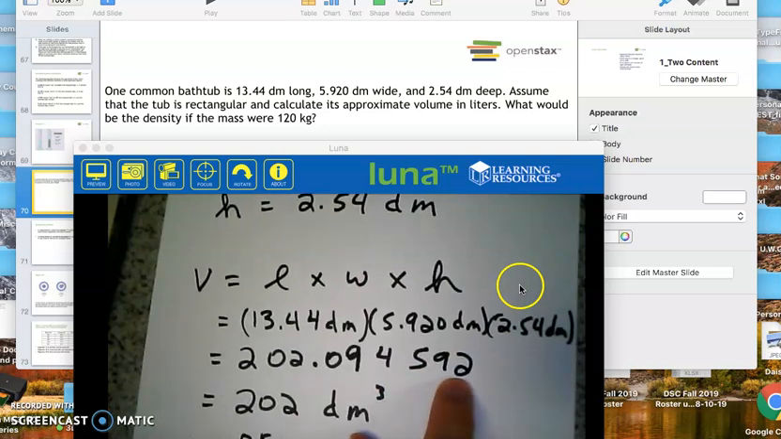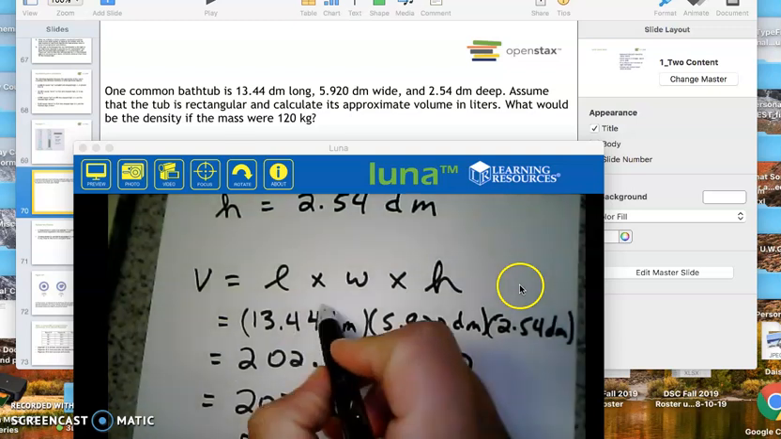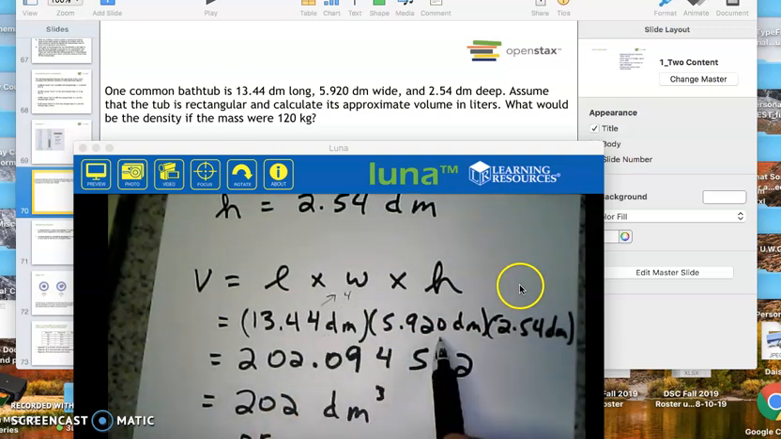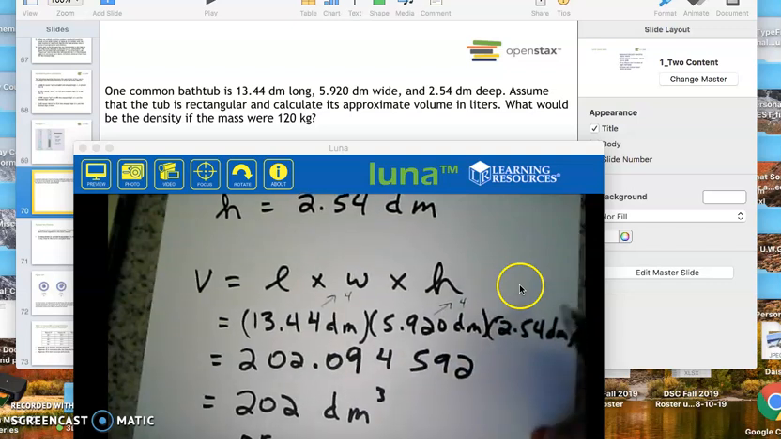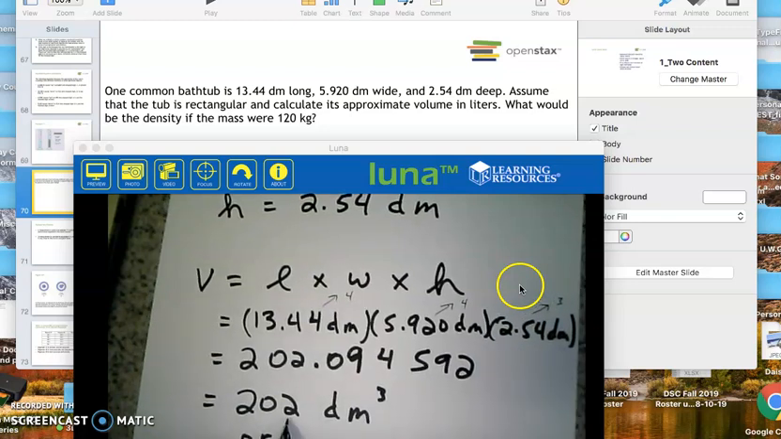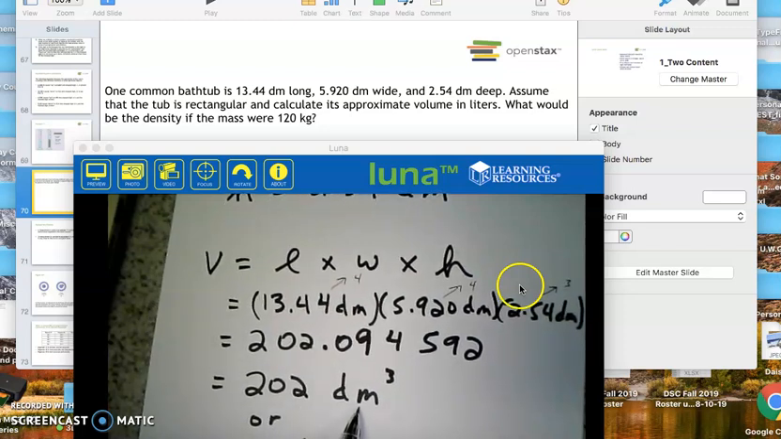Okay, so remembering we're talking about significant figures, what's the rule whenever I multiply or divide? That is, the final number should have the least number of significant figures. So here I have 4 significant figures, right? Here I have also 4, and here I have just 3. So I'm going to report my final answer using 3 significant figures, and so that would be 202 cubic decimeters.